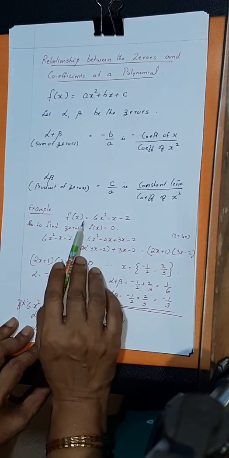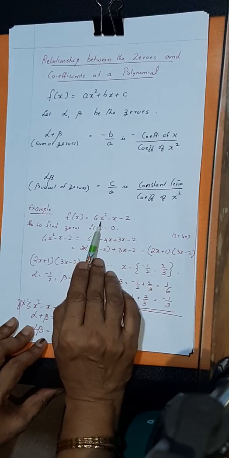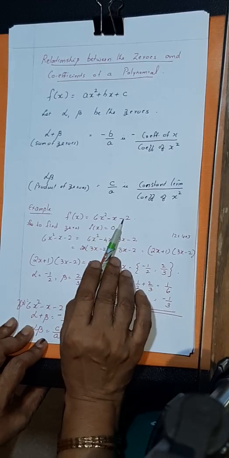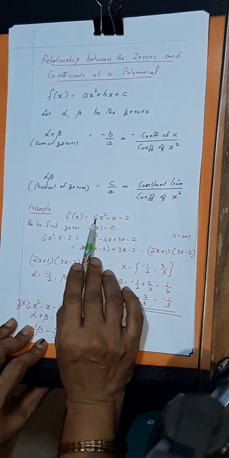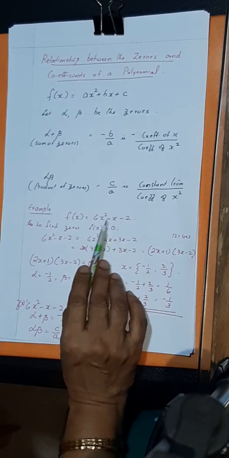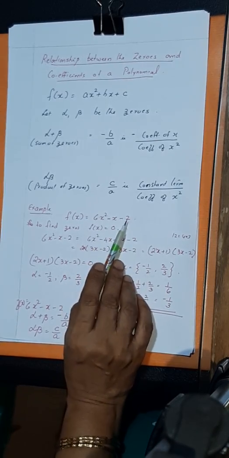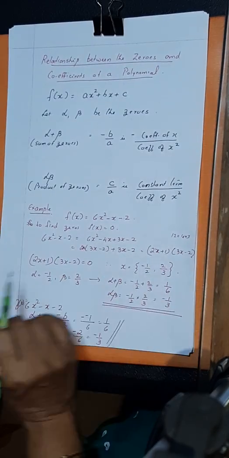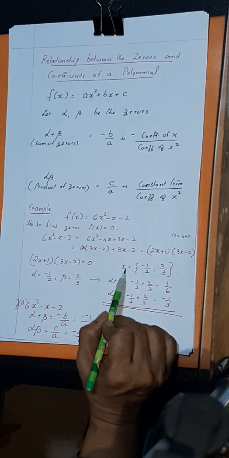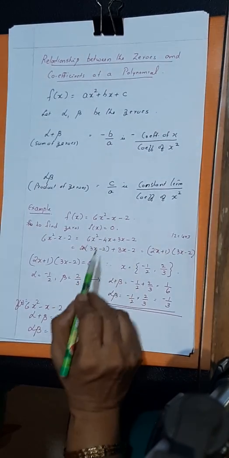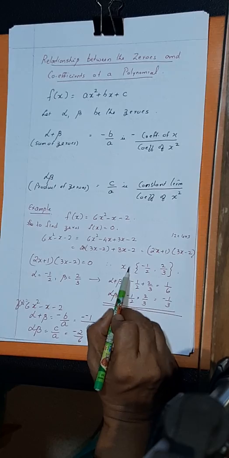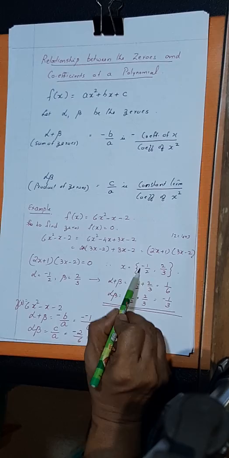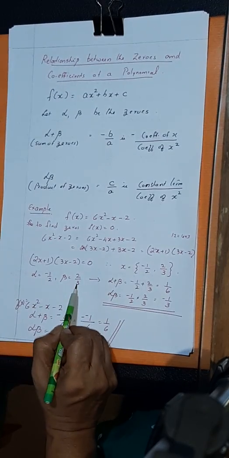Consider this quadratic polynomial, 6x squared minus x minus 2. We have to find the zeros of this. To find the zeros, you equate this to 0. So, we will do the factorization of 6x squared minus x minus 2. You will learn that method in standard 8, so please go through the method. So you will get x equal to, now equating it to 0 to find the zeros, x is equal to minus half and 2 by 3. So alpha is minus half and beta is 2 by 3.